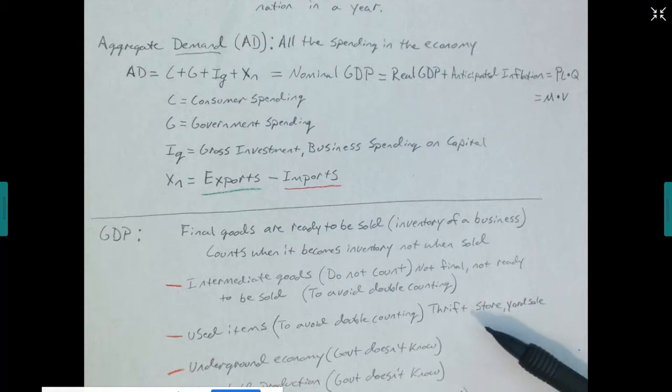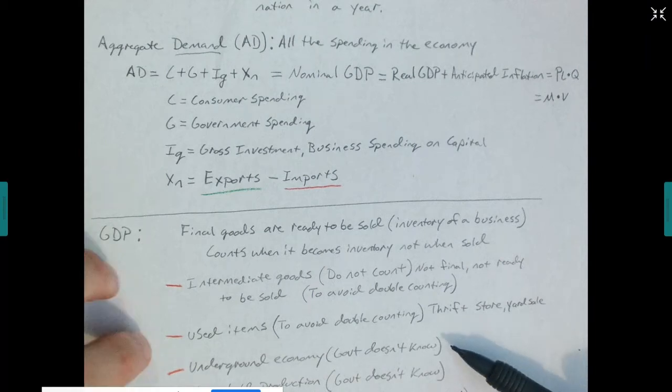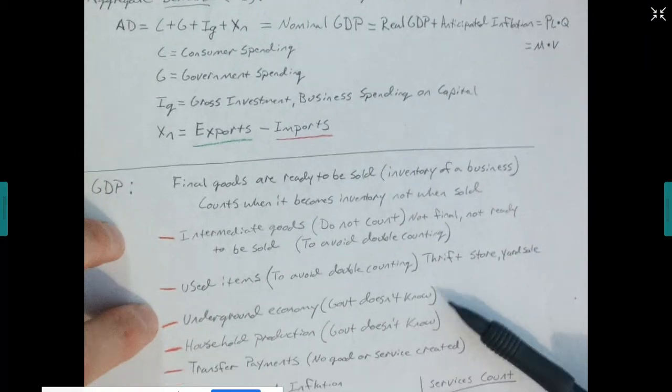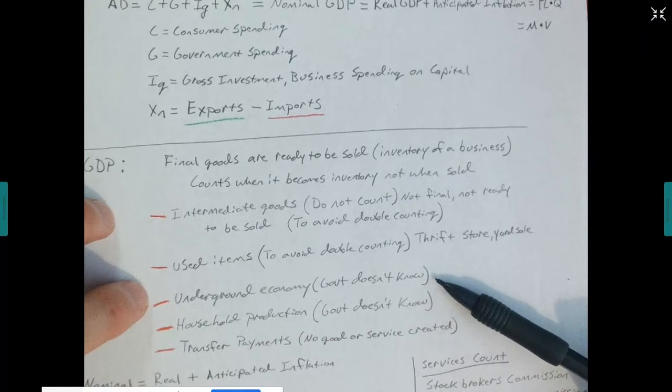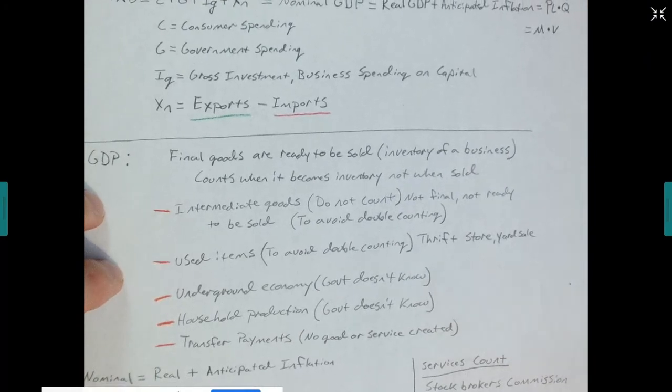Now, the wages of the employees at the thrift store will count. It is the work or the service provided, but the item itself does not count. The underground economy doesn't count either because the government doesn't know about it. The underground economy can be anything from you mowing your neighbor's lawn, babysitting, or other nefarious activities.